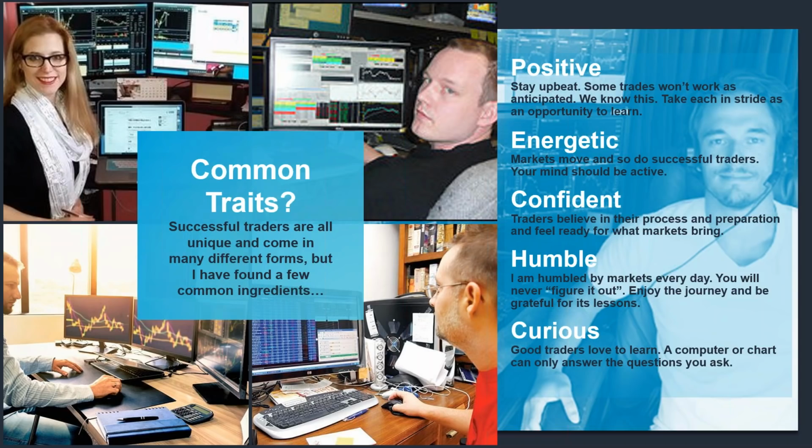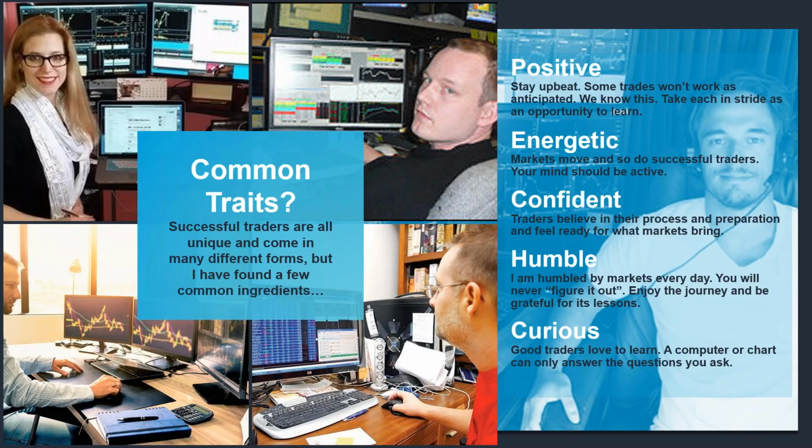So common traits, and again, my opinion, things I've seen over time of successful traders. One of the cool things about trading is successful traders come from all walks of life. They trade at different times of the day. They have different levels of professional experience. They have different levels of education. They come from different countries. They look different. Tremendous amount of diversity with successful traders I know. But they do have a few things in common.